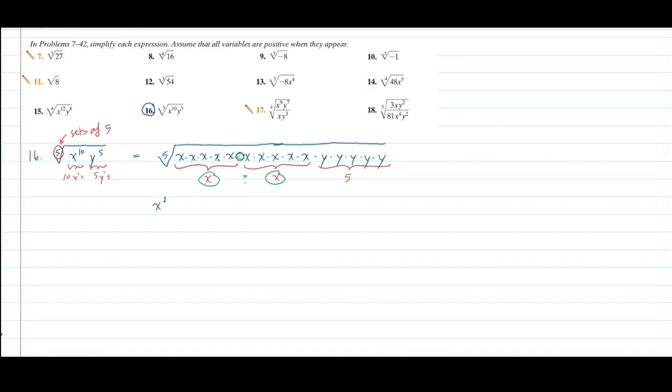And then what's left over from the x's? Nothing. And then, sorry, I wrote the number 5 here. I meant to write y. So y leaves from the other part of the sets, and so the x squared y is what comes out. And guess what? There is nothing left over.